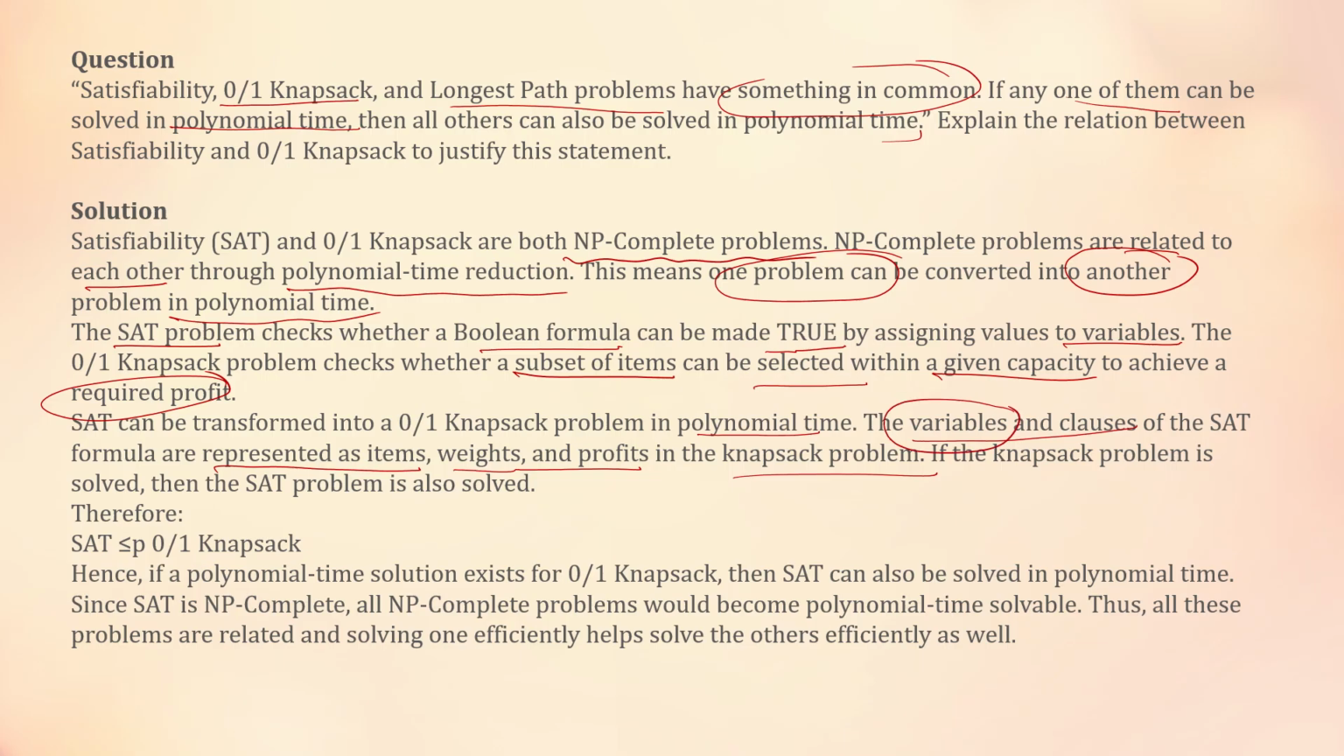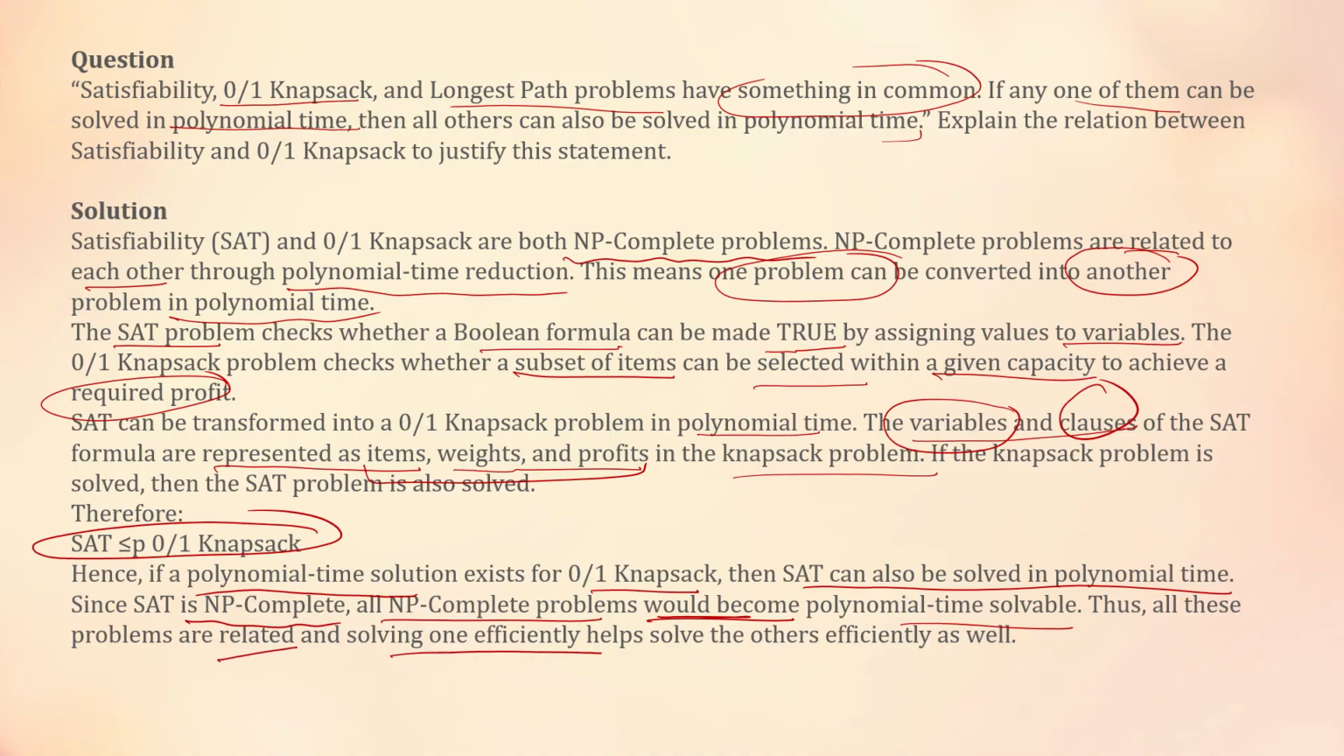Basically, what they are trying to say is that the variables and clauses are basically the items, weights, and profits we see in the knapsack problem. Thus, this is the relation. Therefore, we can say if a polynomial time solution exists for 0-1 knapsack, then SAT can also be solved in polynomial time. Since SAT is NP complete, they would become polynomial time solvable. Thus, all these problems are related and solving one efficiently can help solve others.